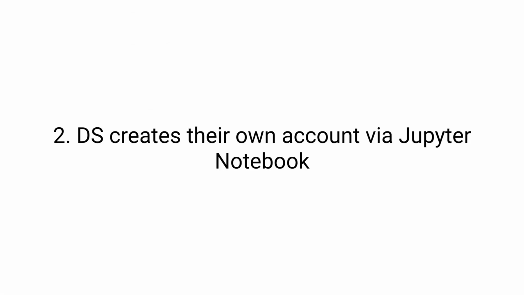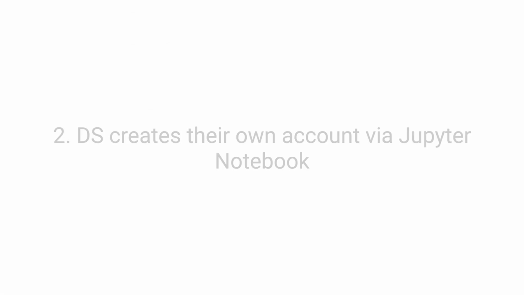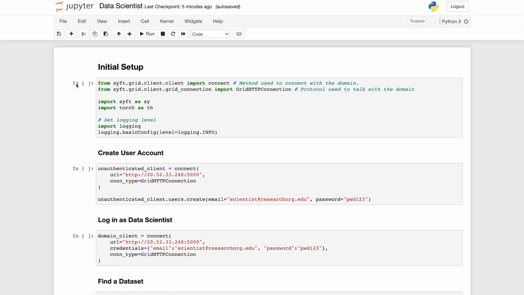Alternately, you can allow a data scientist to be able to create an account for themselves via a Jupyter Notebook. In future versions, we hope to allow for various permissioning schemes, perhaps in the form of an acceptance criteria on behalf of the data owner or a data compliance officer who can accept such requests, or the ability to outright block users from creating their own accounts.